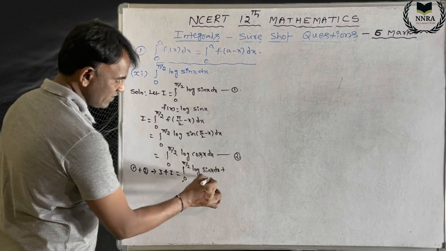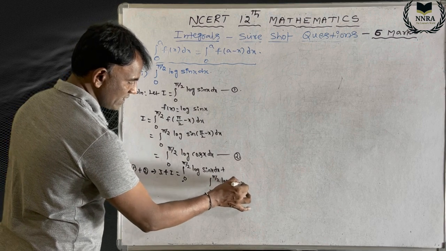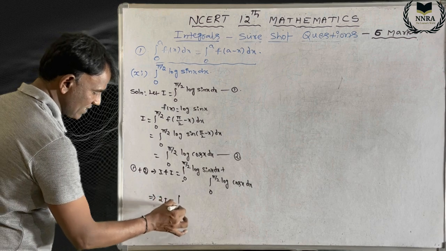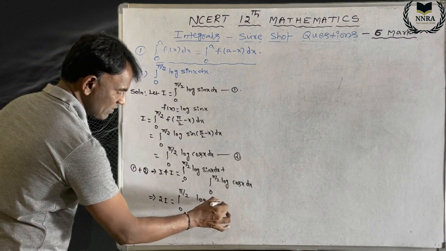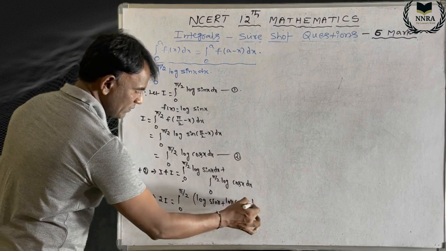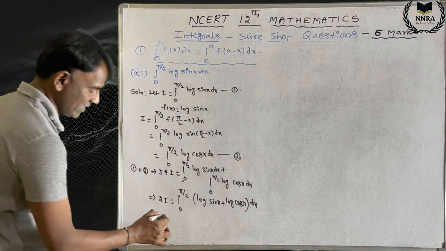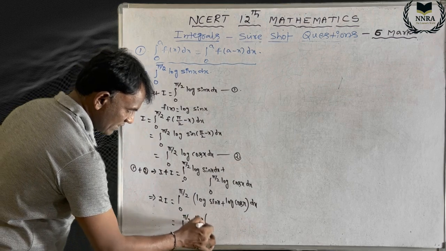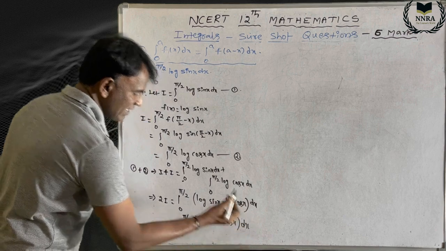And what is the second value? Again 0 to pi by 2, so log of cos x into dx. Now I plus I is 2I. Then it is 0 to pi by 2, so log of sin x plus log of cos x, right? Then into dx, na? Again the same formula, like log a plus log b equals log of ab. So how to write it? 0 to pi by 2 log of ab, means sin x into cos x, then dx.